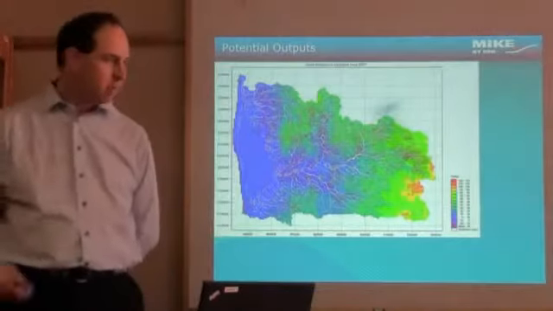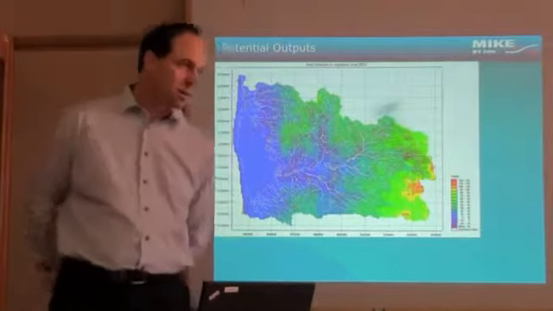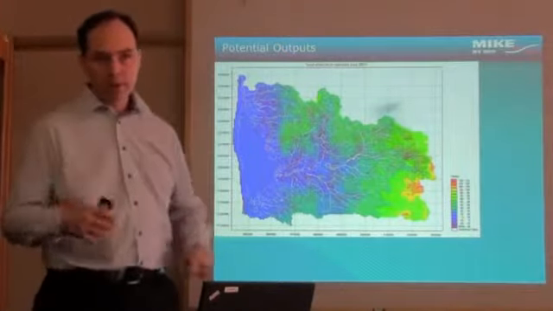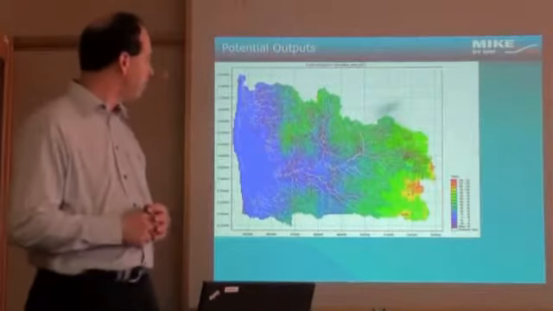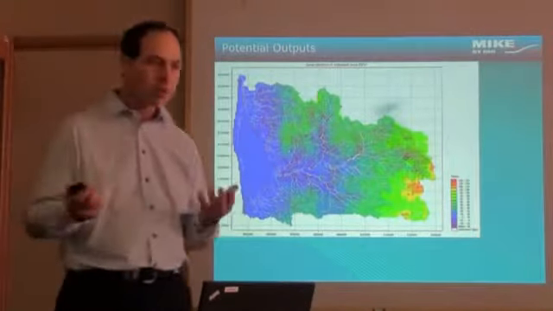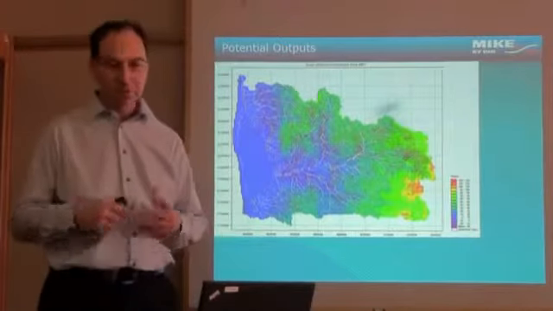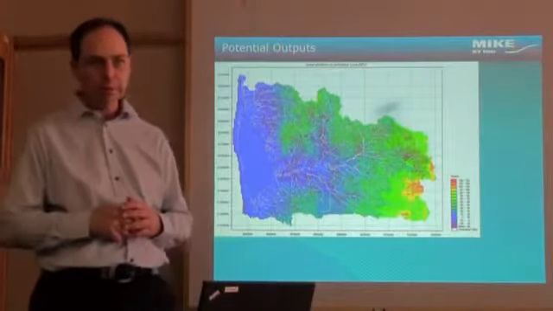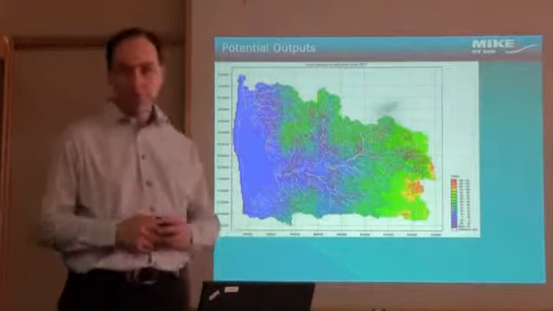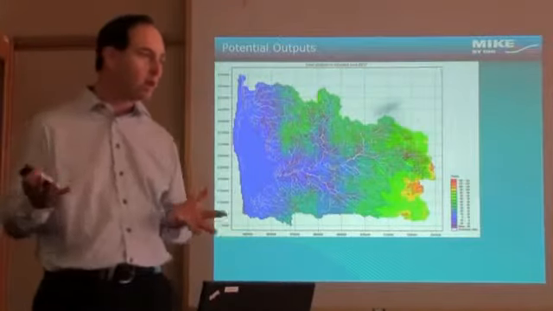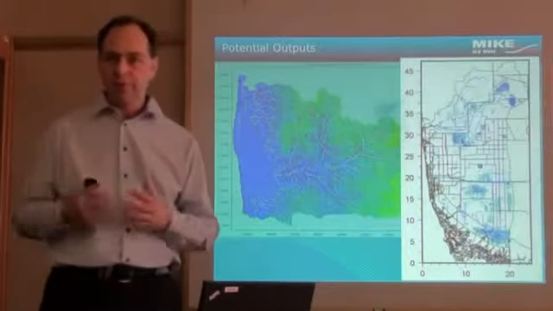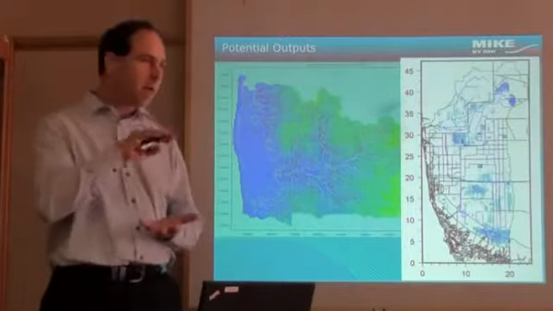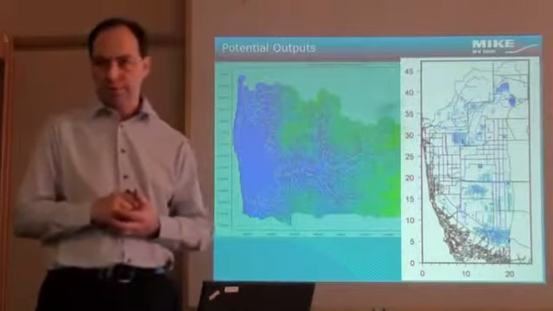So if we look at MIKE SHE as a framework for modeling, and we can build these models, what kind of outputs can we expect out of a model like this? I mean, the traditional output from a groundwater model is basically groundwater flow or groundwater elevations, which is obviously something you can get out of this because it has a groundwater component. But we can also look at surface flooding. So in this case, the depth of water on the ground surface.